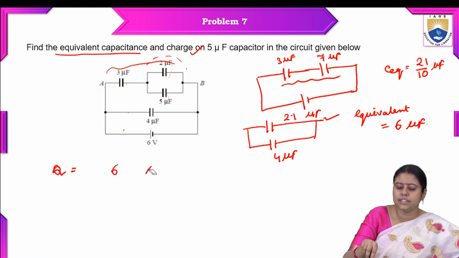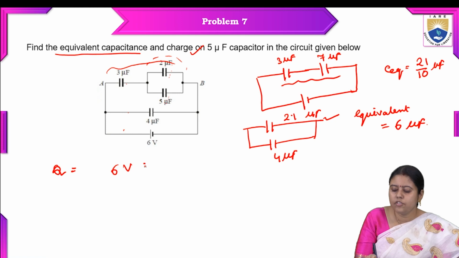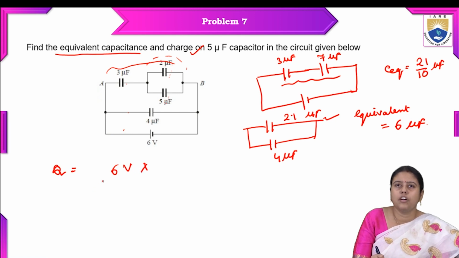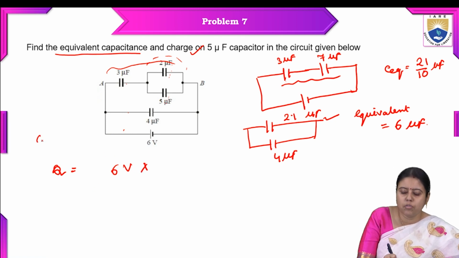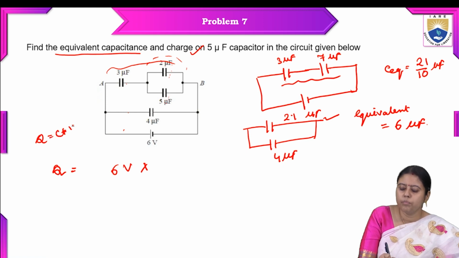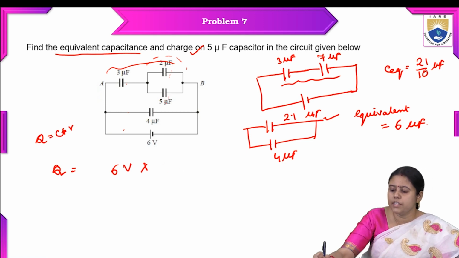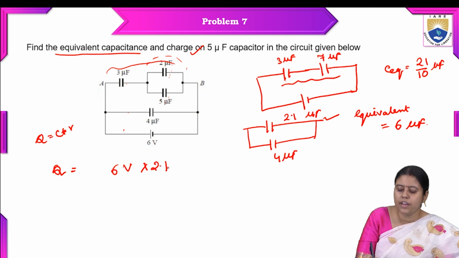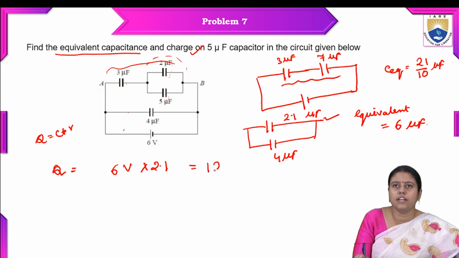Q is equal to C into V. So what is the value of C? The C value we got is 2.1. So what is the total charge? The total charge is 12.6 microcoulomb.